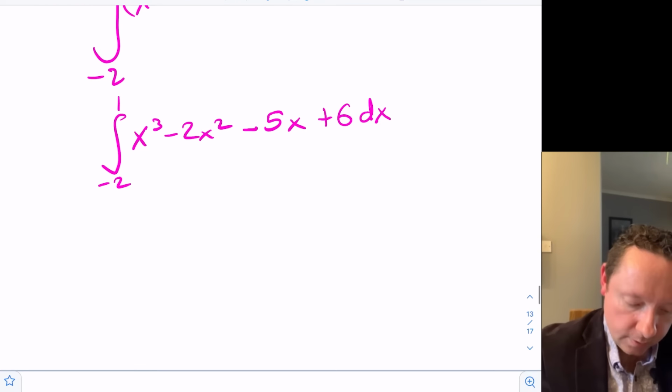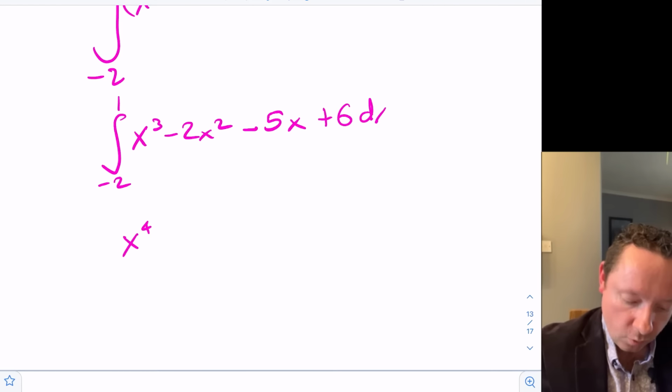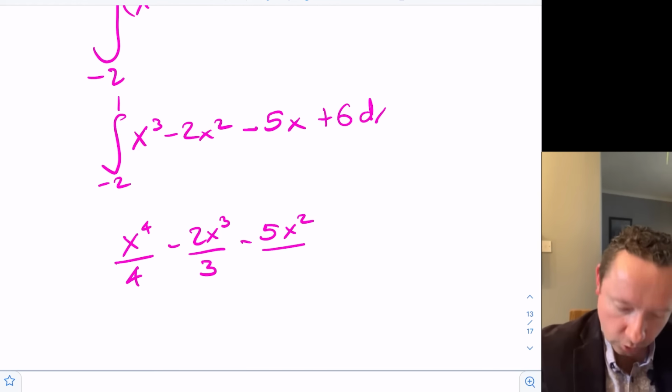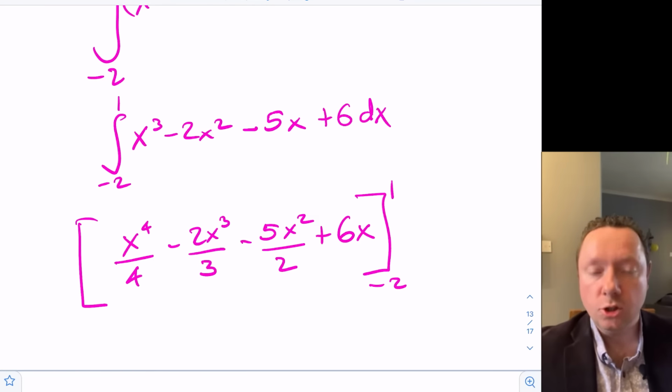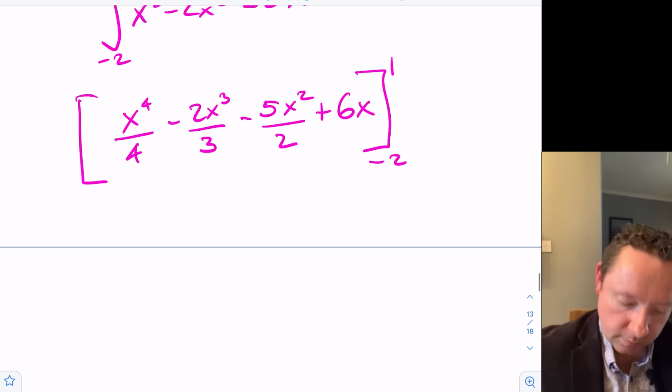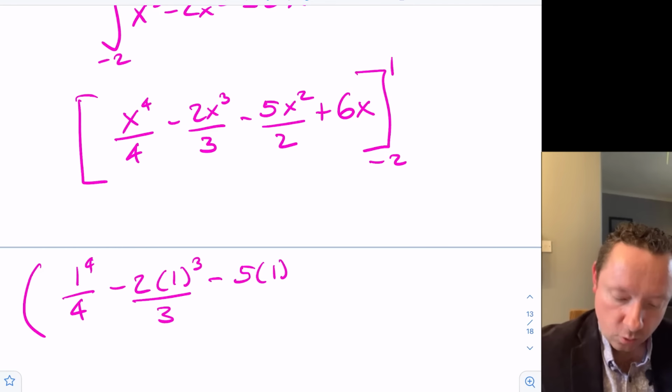So we're integrating, so we add 1 to the power, divide by the new power. So that gives us x to the 4 over 4 minus 2x cubed over 3 minus 5x squared over 2 plus 6x, and that's between minus 2 and 1. So now we need to substitute. So substituting our limits, our first limit is 1, so it's 1 to the 4 over 4 minus 2 times 1 cubed over 3 minus 5 times 1 squared over 2 plus 6 times 1.